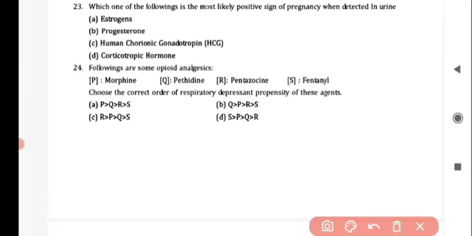Next question is, following are some opioid analgesics. P is morphine, Q is pethidine, R is pentazocine, S is fentanyl. Now choose the correct order of respiratory depressant propensity of these agents. Now the correct answer for this is option D, that is S is maximum, then P, then Q and R is minimum.